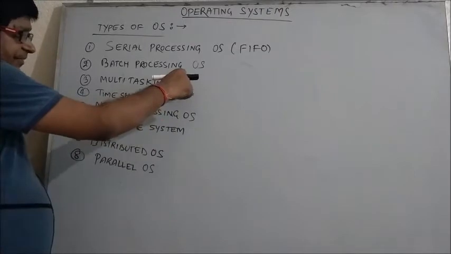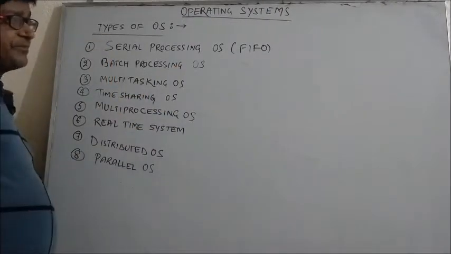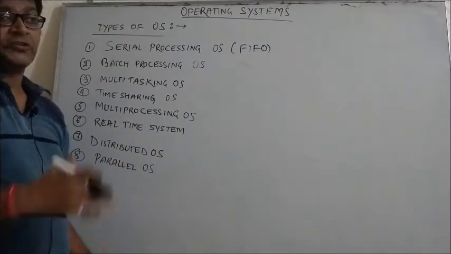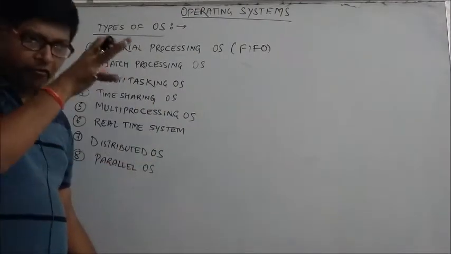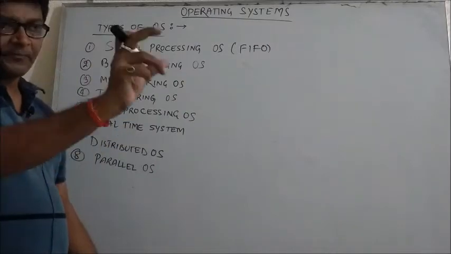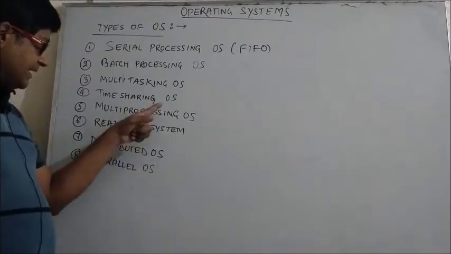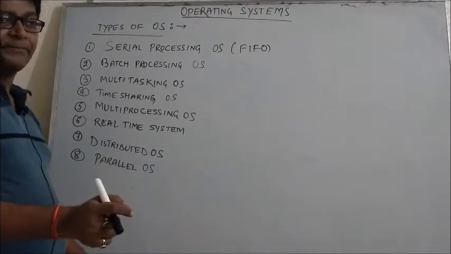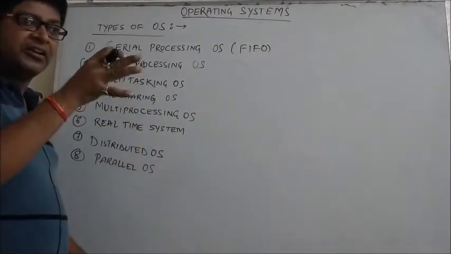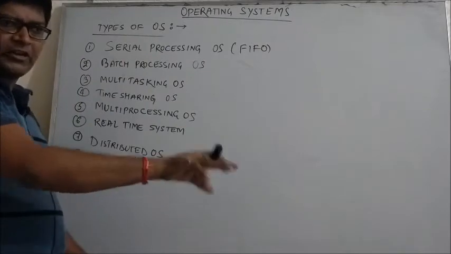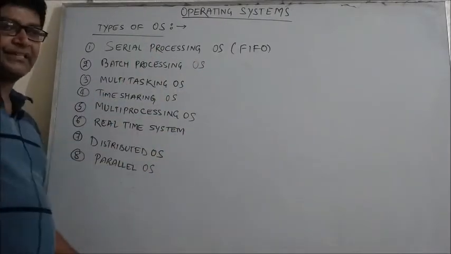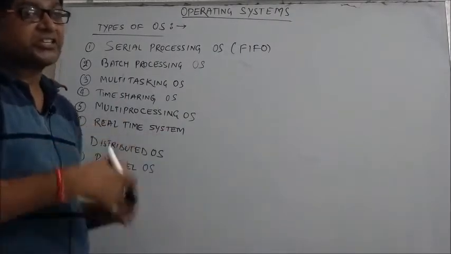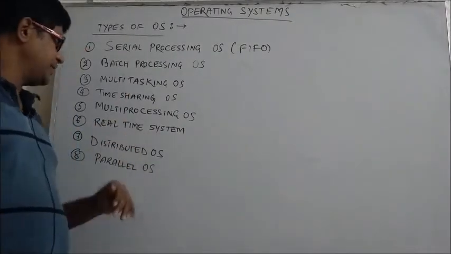So the basic difference between multitasking and time sharing is what? In simple multitasking, there is no time bound for a CPU to execute a particular portion of a job. But here in the time sharing system, we are giving some particular time up to which the CPU will execute a job. After that, it will just jump to another job. This process of jumping is known as context switching.